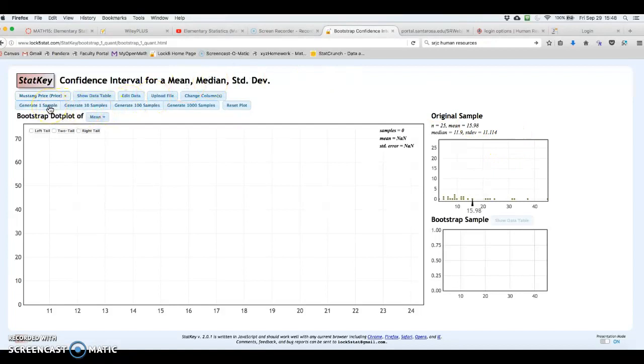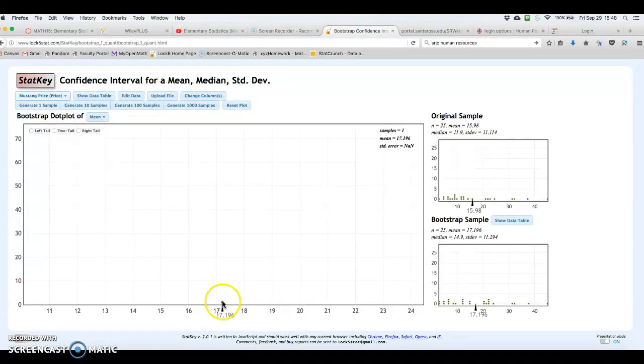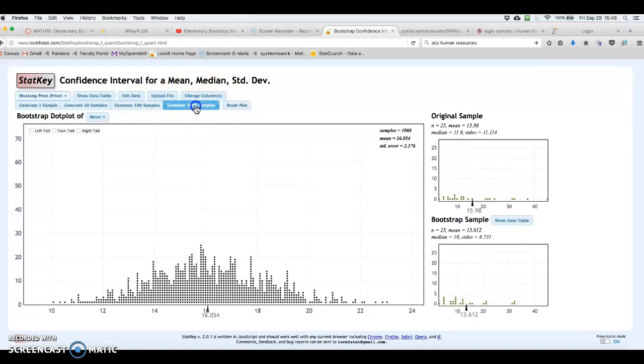So to take one bootstrap sample, generate one sample, there we got one dot. Notice the mean is higher. We got 17.198. That's because we randomly pulled samples from this original sample with replacement. So we ended up getting some repeated high values to get this higher mean. I could take another sample, and as I take more and more bootstraps, notice the mean on the bottom is changing. It should get closer and closer to the 15.98, but it's that standard error that's the important part. And let's generate 1,000 samples, and let's do 2,000.